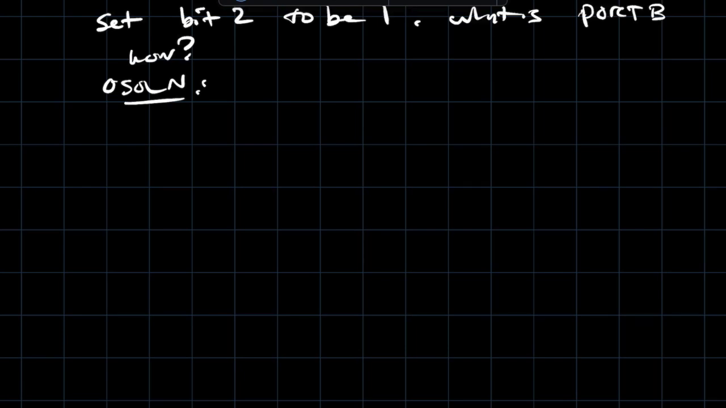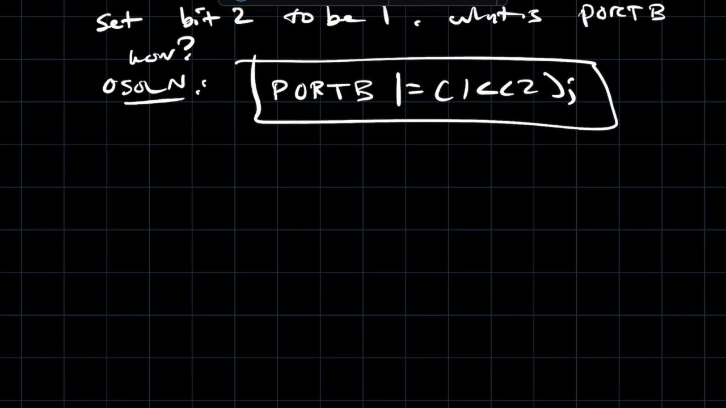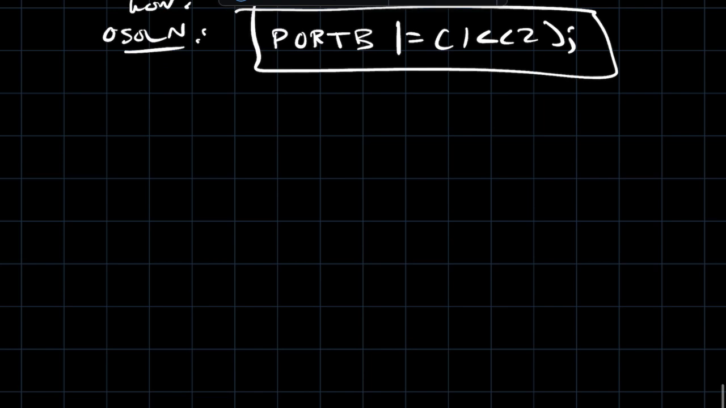Okay, to solve this, what I'm going to do is first write the C code. So PORTB bitwise OR equals 1 left shifted by 2, semicolon. That's all the code that does this. And let's just do the math.